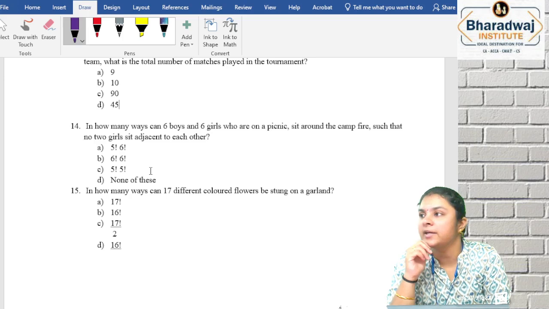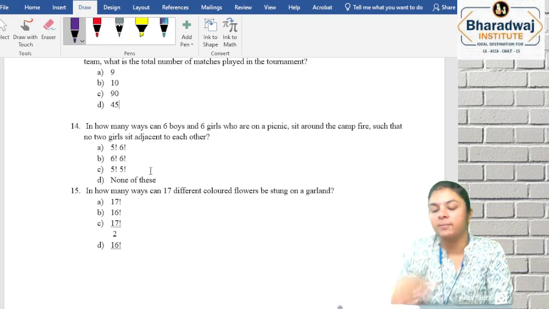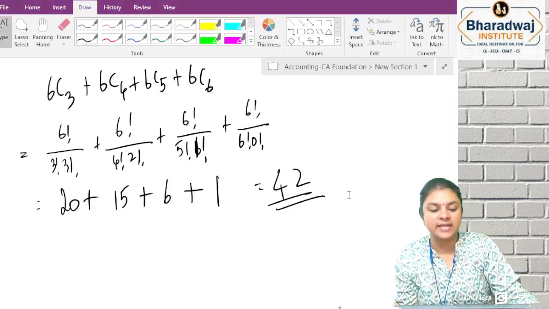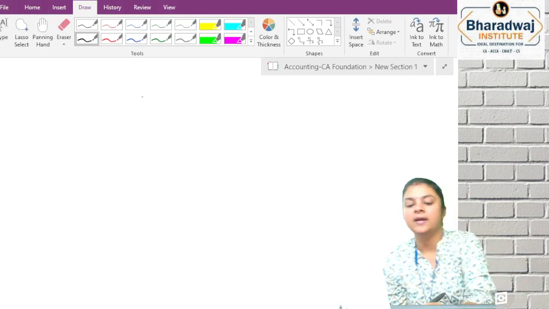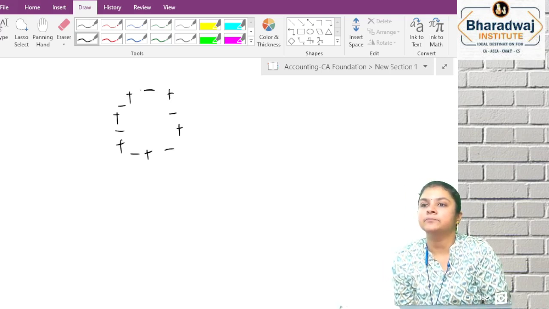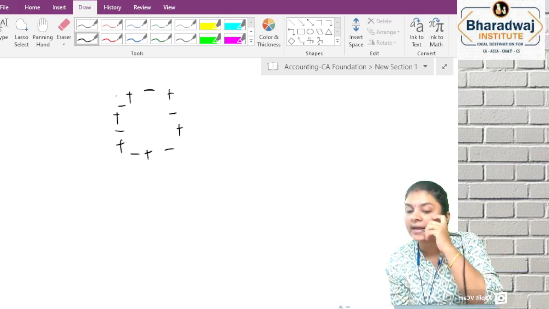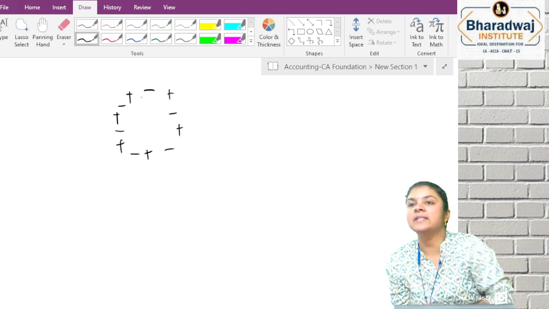No 2 girls sitting together means here I have to split the boys and the girls. Correct? Now for boys, what is the number of arrangements? If you just understand it, then you can apply the same formula clearly. No 2 girls sitting together. So 1, 2, 3, 4, 5, 6. If these 6 are boys, then 1, 2, 3, 4, 5, 6 will be girls. Correct? So for boys I have 6 places, for girls I have 6 places. Now what happens here? The boys can sit in how many ways?